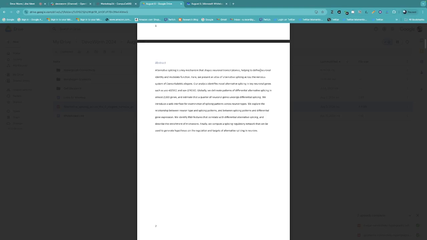So these alternative splicings help to define neuronal identity and modulate function. You can also have alternative splicings being involved in cell identity. When you have a certain cell type, those alternative splicings might be different than in a related cell type that has some different function. So we can modulate function, we can define neuronal identity, and those alternative splicings are important in that.